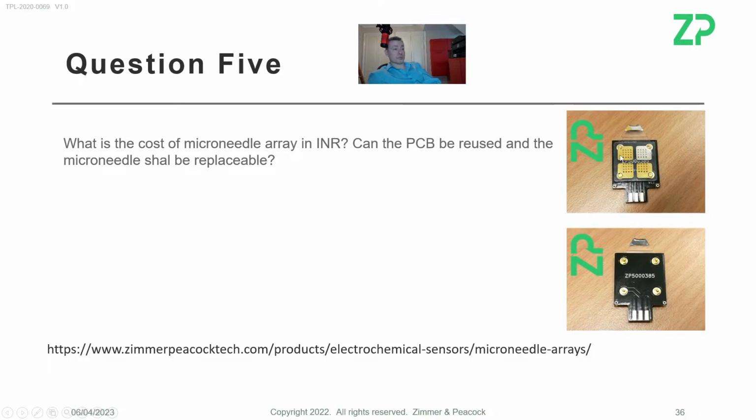This is the product we sell. So the product does come mounted on the PCB. The PCB then allows us to connect. I think the width of this is 10 millimeters, so this will connect to our potentiostats.